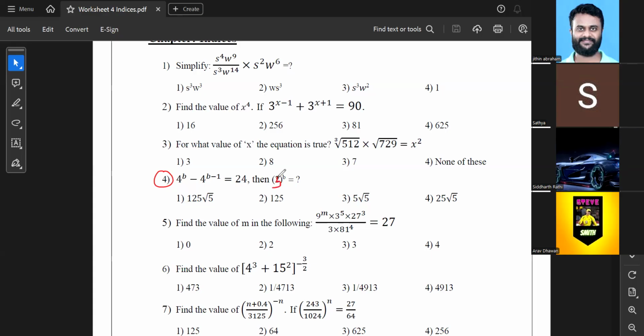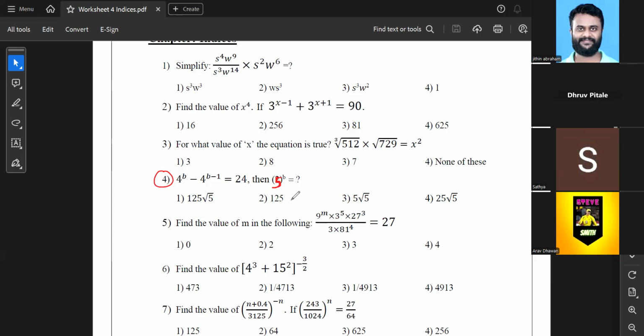Okay, let me assume it's 5 raised to something. So I'll start with a simpler number. I'll start with this 125. This is the smallest number. This is bigger than this, and this is bigger than that. But since it is a very simple number, I'll start with this. So for 5 raised to something to be 125, b should be equal to 3.